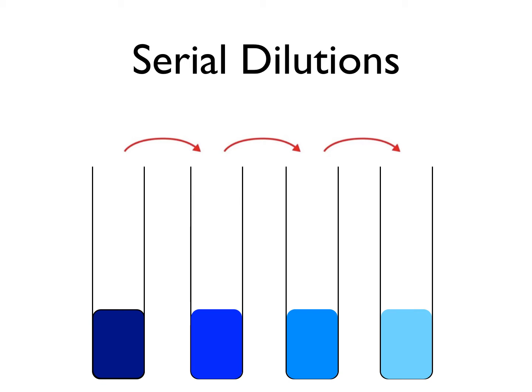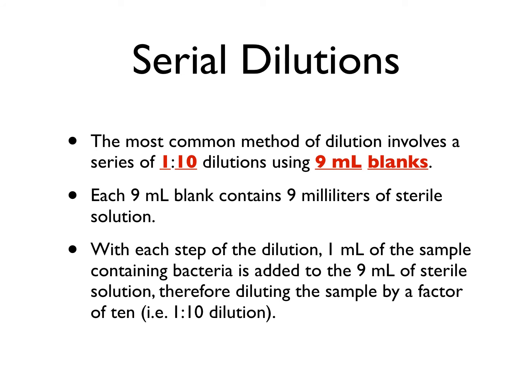This is the same process microbiologists use to dilute the concentration of bacteria in a solution to a level that, when inoculated on an agar plate, will produce usable colonies within the 30 to 300 range. This process is referred to as serial dilution. The most common method of diluting bacterial samples involves a series of 1 to 10 dilutions using 9 milliliter blanks. Each 9 milliliter blank contains 9 milliliters of sterile solution. With each step of the dilution, 1 milliliter of the sample containing bacteria is added to the 9 milliliter blank, diluting the sample by a factor of 10.